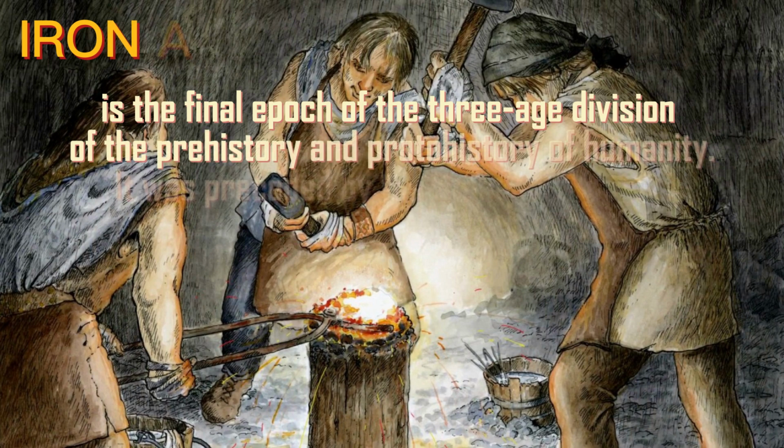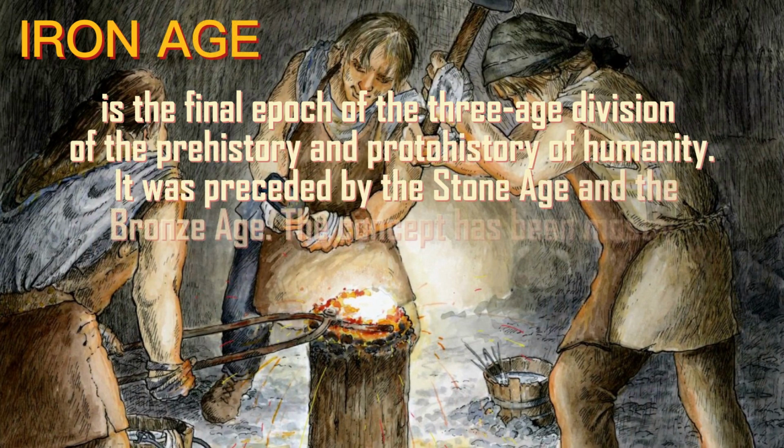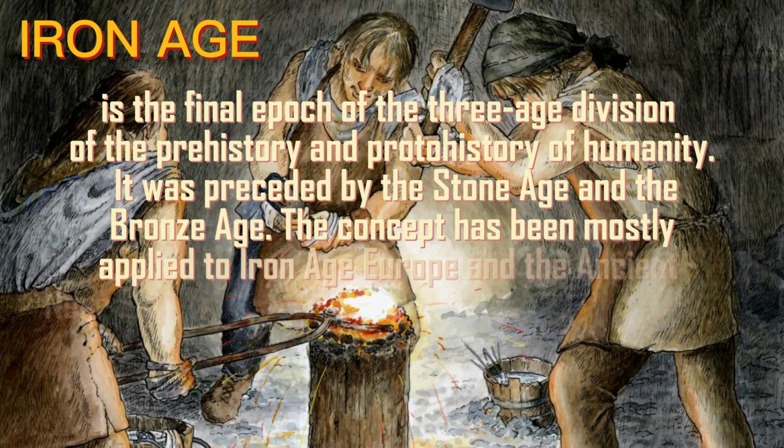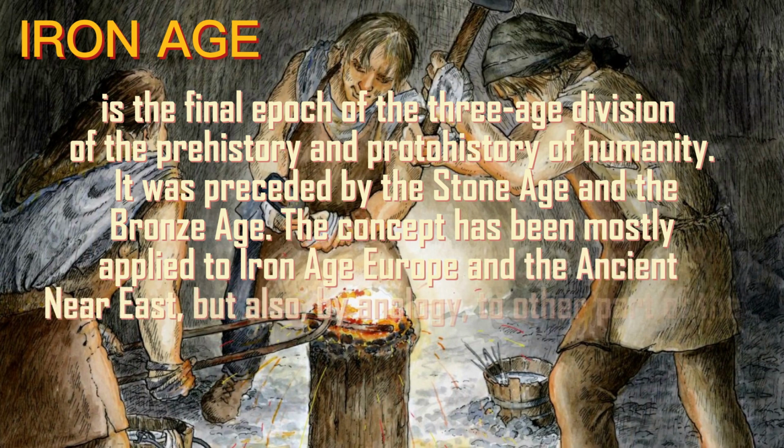The Iron Age is the final epoch of the three-age division of the prehistory and proto-history of humanity. It was preceded by the Stone Age and Bronze Age. The concept has been mostly applied to Iron Age Europe and the ancient Near East, but also by analogy to other parts of the Old World.